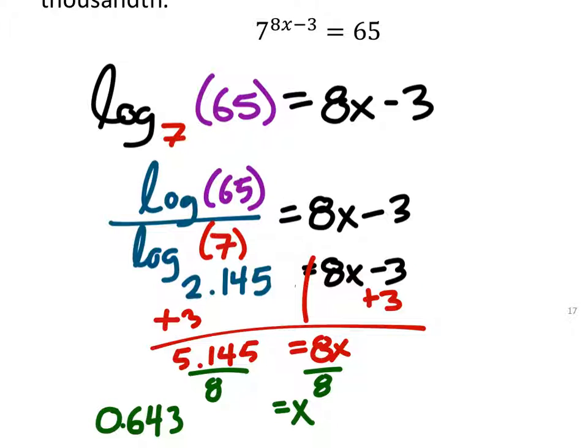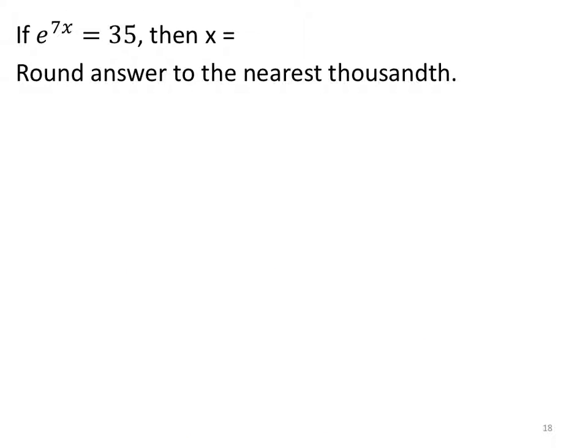Because we rounded. We use some rounding, so it doesn't have to be exact, especially after we've done some rounding. All right, if e to the power of 7x equals 35, then x equals something. And again, we'll round this to the nearest thousandth, or third decimal place.